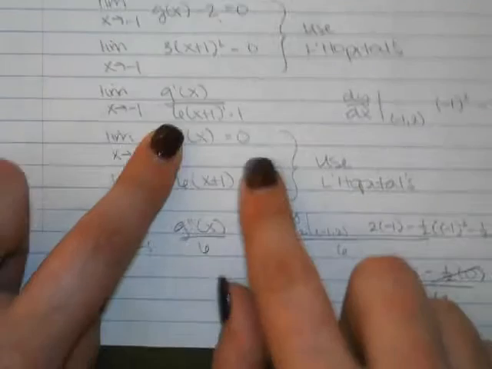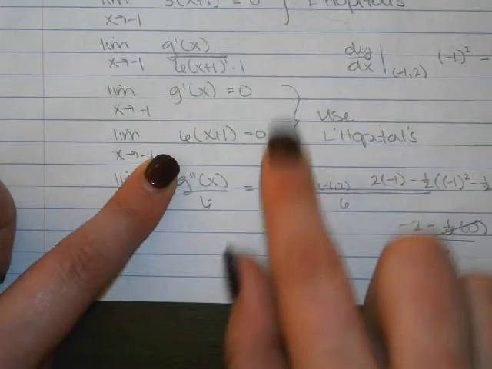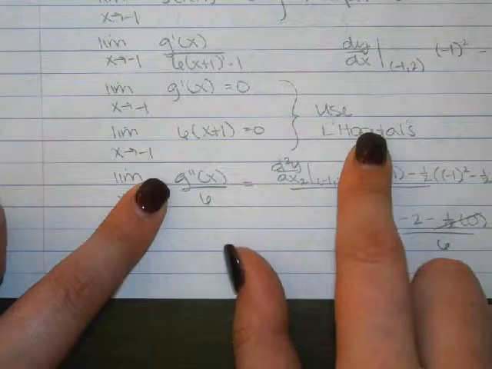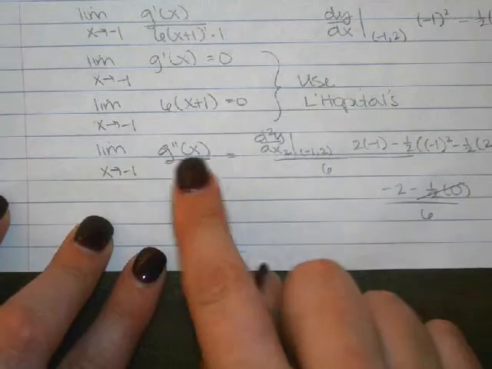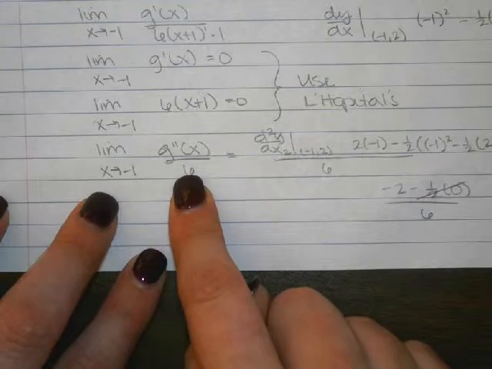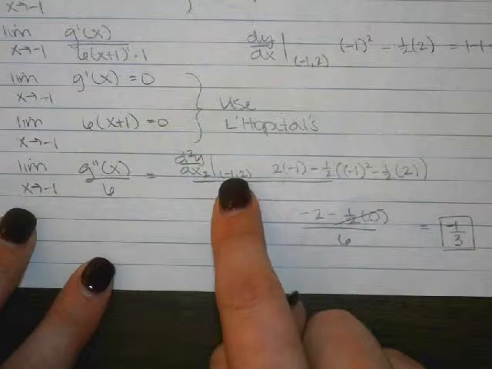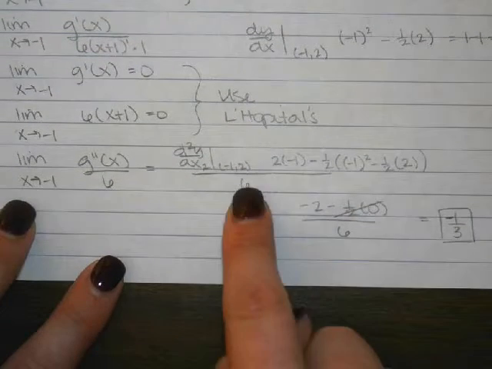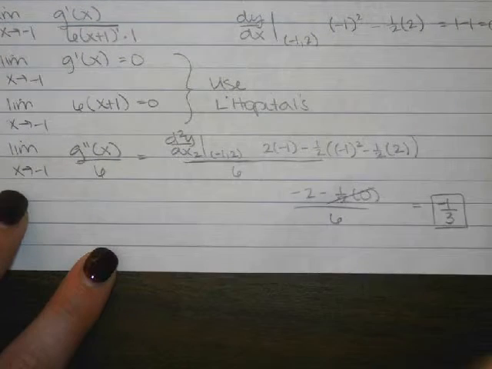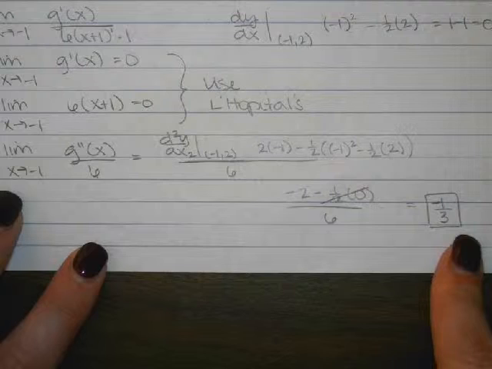And so then I went ahead and did my notation again. So I said the limit as x goes to -1 on the top is 0. Same thing for the bottom, so I'm going to use L'Hopital's. And then that gave me g double prime on the top and 6 on the bottom. So then I was evaluating the second derivative at that same point, divided by 6. And I got -2/6 or -1/3.